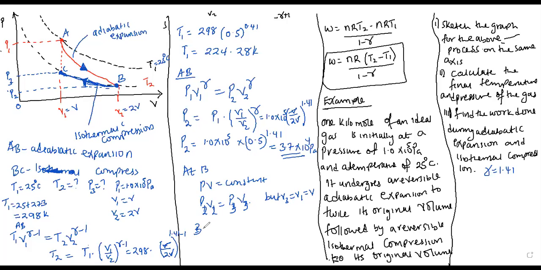3.7 times 10 power 4 times V2, which is 2V, is equal to P3 times V. I can divide both sides by V, and I will eliminate the V. Therefore, P3 would become 7.4 times 10 to the power 4 pascals.